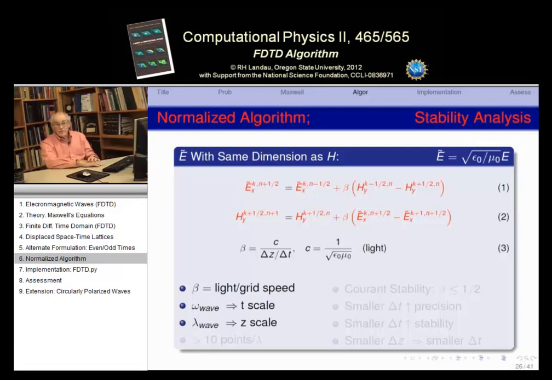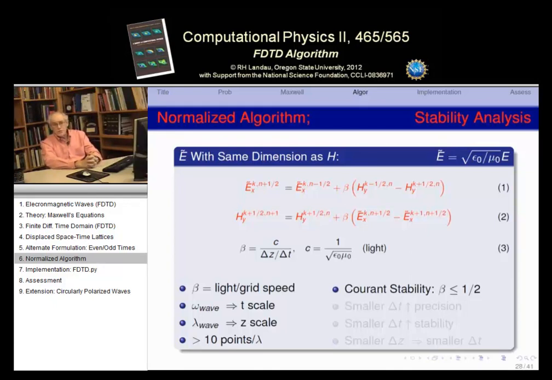Well, it depends on what wavelength wave. If the wavelength is short, you need lots of small space steps. Wavelength is large, you can have larger space steps. Again, you want at least 10 points per wavelength. Okay? What about stability? Remember stability analysis?